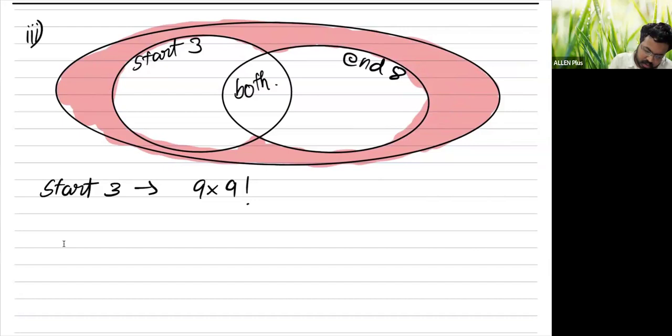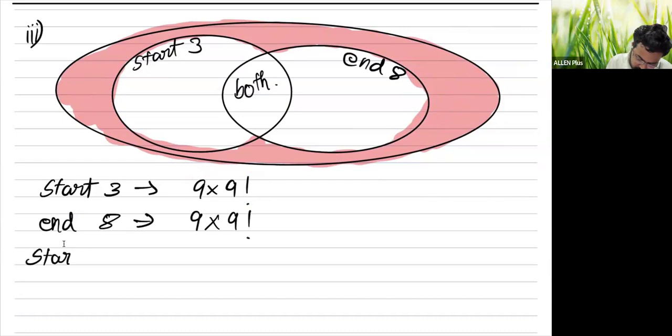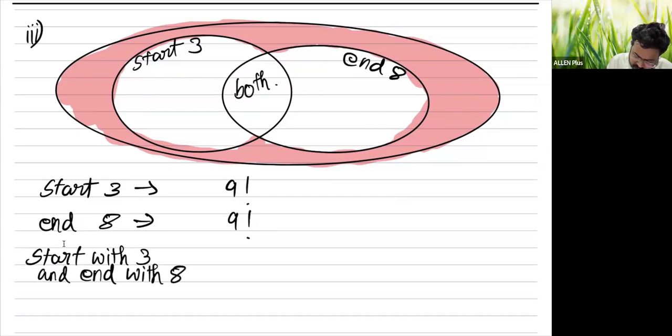Okay. So the number of numbers that start in 3 are, wait a second, sorry. This will be simply 9 factorial. Numbers that end in 8 is 9 factorial also. Numbers that start with 3 and end with 8 will be 8 factorial.